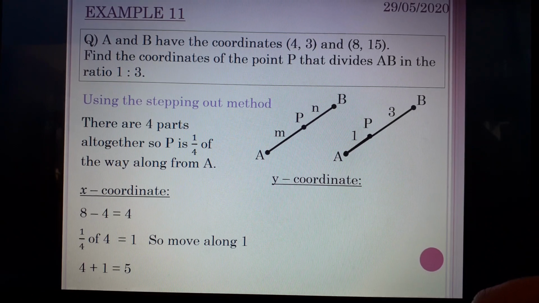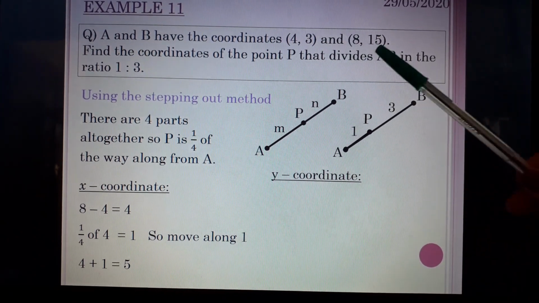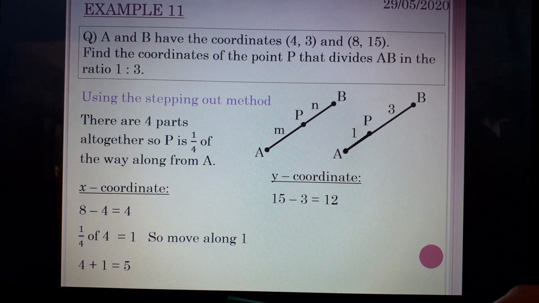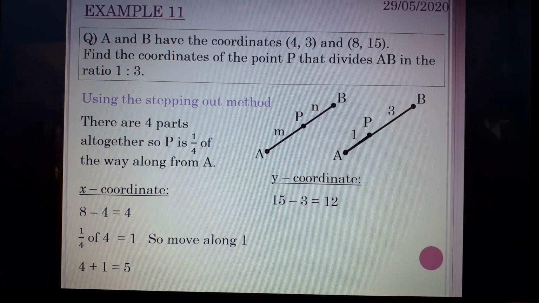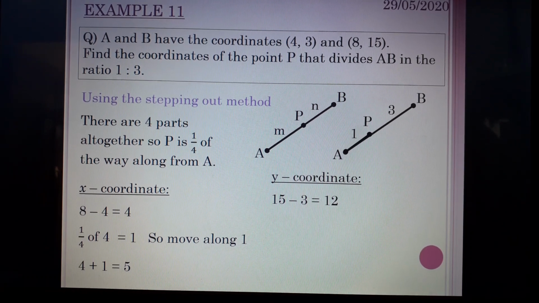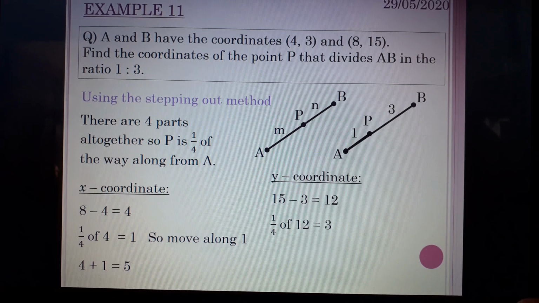Let's do the same with the y. Okay, what's the gap between the two y numbers? So we're looking at the 3 and the 15 here. So 15 take away 3 is 12. So we've got a big gap of 12. Now that means we're going to find 1/4, because there's 4 parts, 1/4 of 12. 1/4 of 12 is 3.